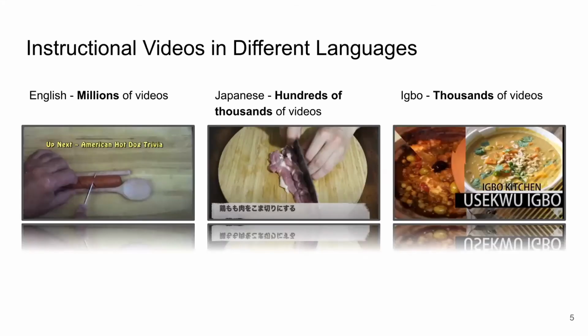In this work, we're interested in learning representations for videos in other languages. However, there are several challenges. While there are many instructional videos available in English, there are not as many available in other languages. For example, there could only be hundreds of thousands for Japanese and only thousands for a low resource language like Igbo. This is important because we find that hundreds of thousands of videos are necessary to learn strong representations.